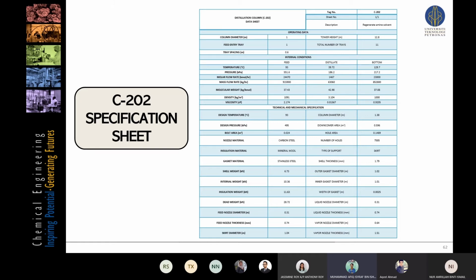And here I want to highlight a few parameters such as the materials. For the column, we'll use stainless steel, and for the insulation is mineral wool. So I'll proceed with the equipment design.